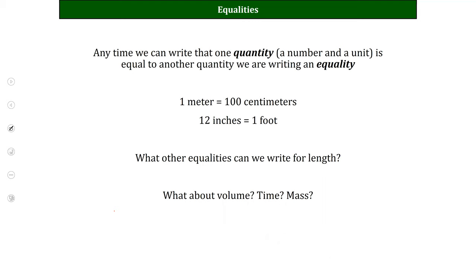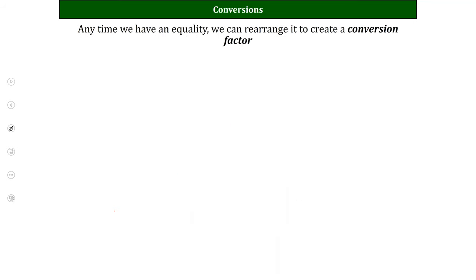You could even do other weird conversions or equalities, like 1 gram of fat equals 7 kilocalories. And you can write nutritional equalities where you're saying this much of this food has this much fat in it, or this many calories in it, or this many grams of potassium, etc. Right? So literally anytime you can say two things are equal to each other, it's an equality.